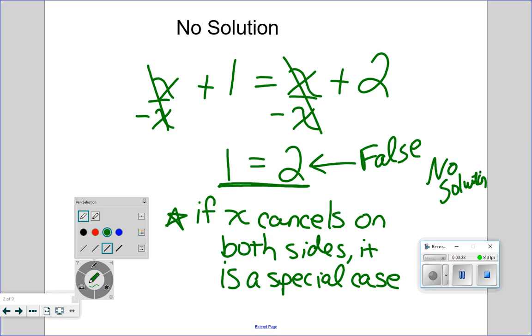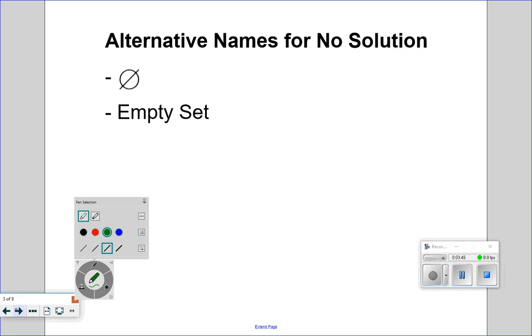Now, there's a couple other terms we use instead of no solution sometimes. So sometimes we'll say no solution. Sometimes we just use a symbol. So you need to write these possible alternate names for no solution down. This symbol right here is like a 0 or an O with a line through it, and that's just the quick symbol. You can use it like a shorthand for no solution. Sometimes it's also called the empty set, meaning the set that is the solution is empty. There are no answers. They mean that it's impossible to solve it.